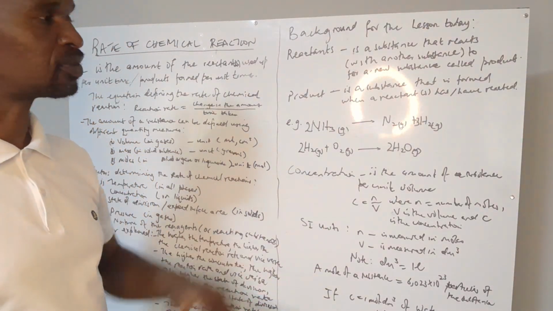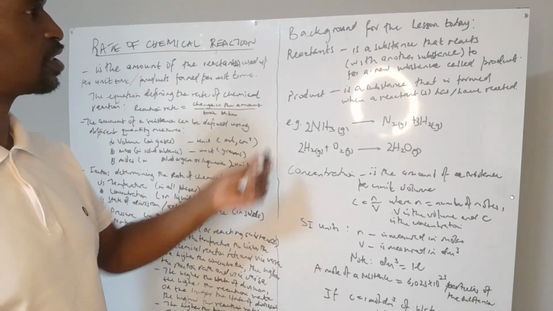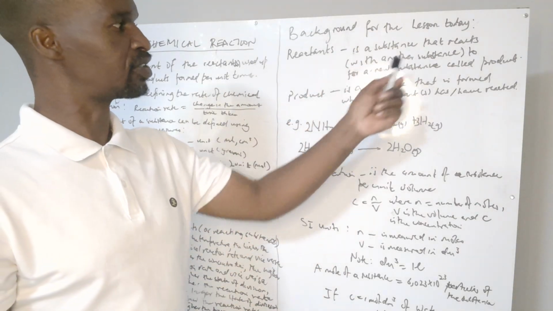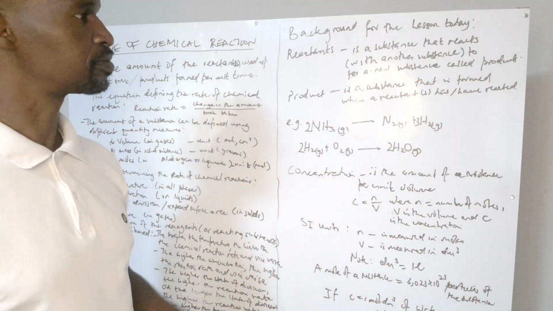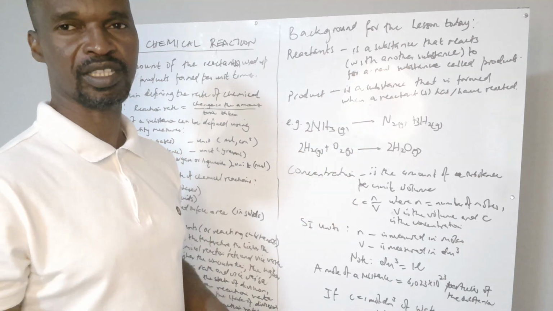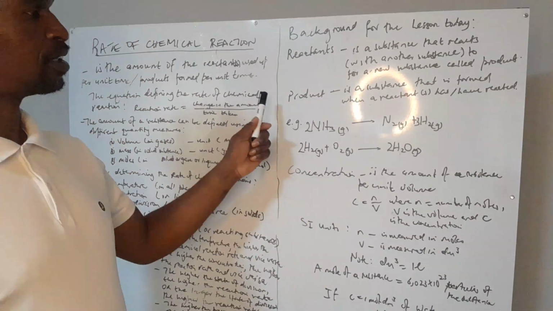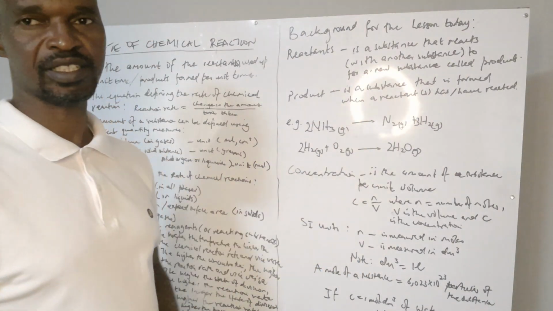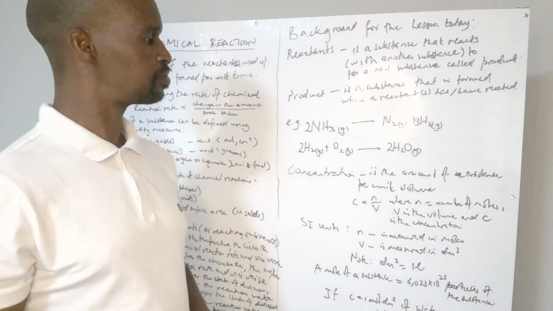So what you should know: what are reactants? Reactants are substances that react with another substance to form a new substance that's called a product, and that results in a change in the chemical properties of that substance. What is a product? A product is a substance that is formed when a reactant reacts or reactants have reacted.